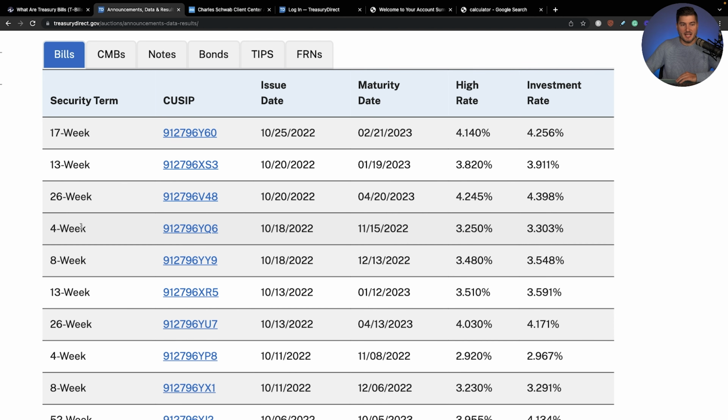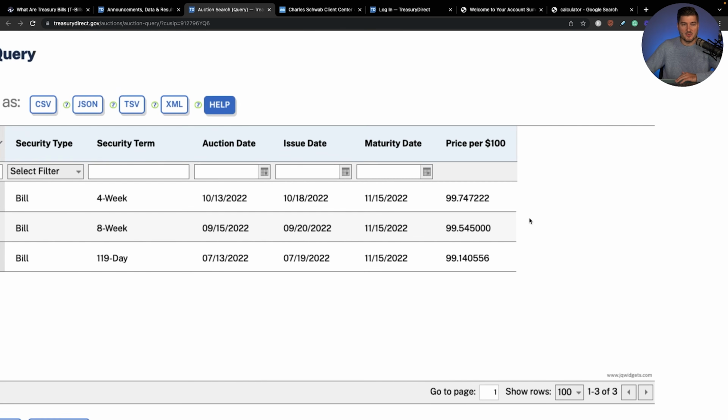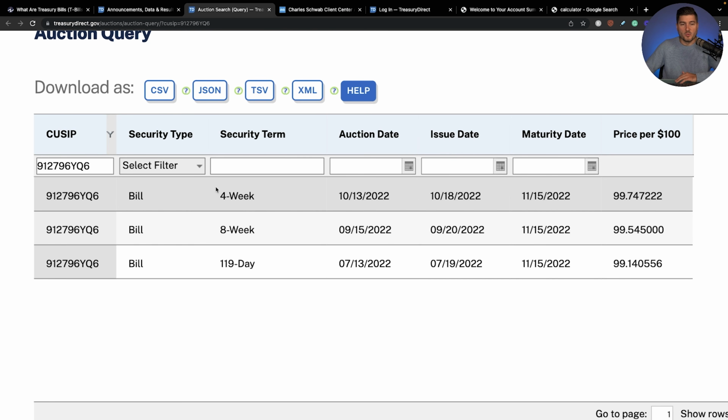Let's say we're looking at this past 4-week auction. This one was issued on October 18th. It is the 19th at the time of this recording, so this is already done and issued. I'm going to click on that, and we're going to see how to figure out this interest rate and how these numbers actually work. So we're looking at the 4-week. The auction date was the 13th. This is when you start bidding on these bills. The 18th is the issue date. The 15th is the maturity date.